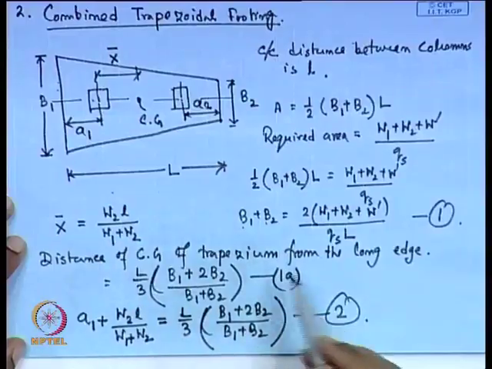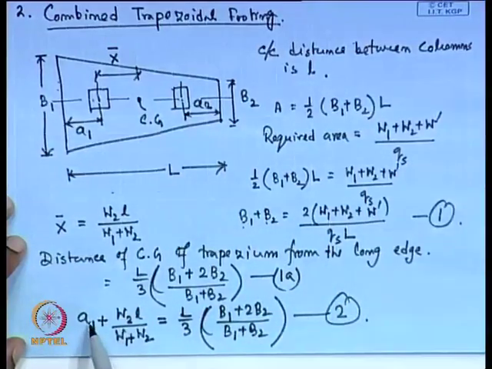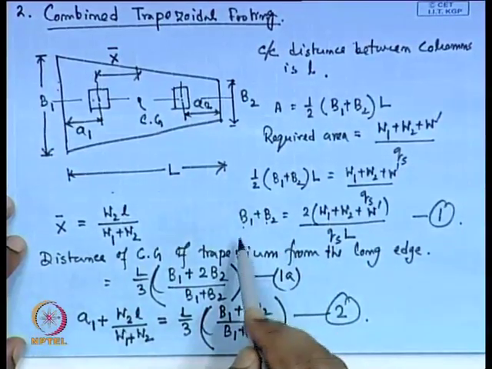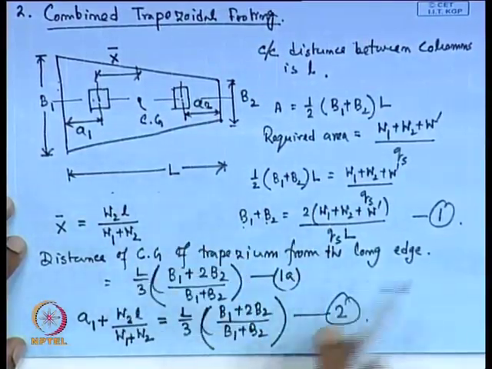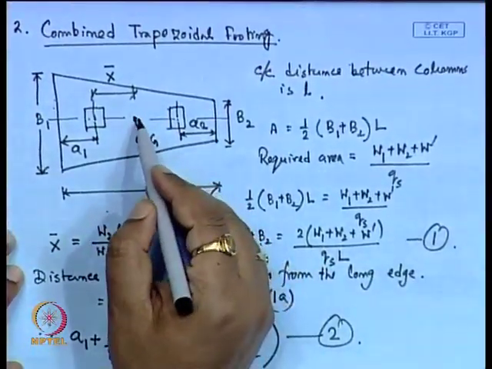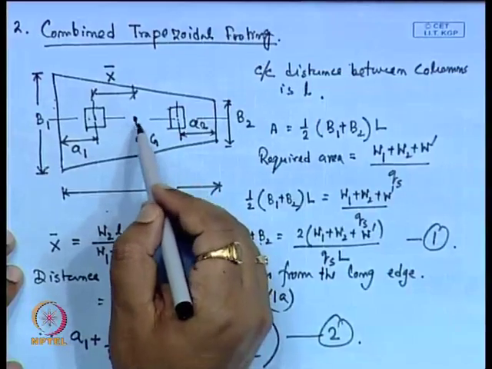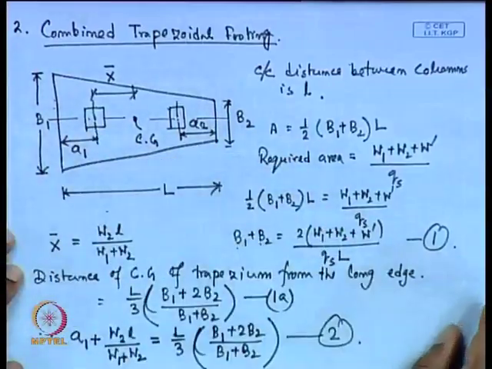So, here if we want to find this a 1 value, then you have to choose, say, b 1, b 2 or L, because we have only two expressions, but the number of unknowns are 1, 2, 3 and 1 is here, that is 4. So, that means we have to assume two values to determine the two other unknowns. In this way we have to determine the dimension of this trapezoidal footing. Here also the resultant force is acting at the CG of this trapezoid.